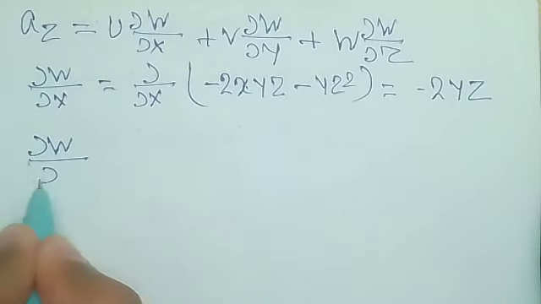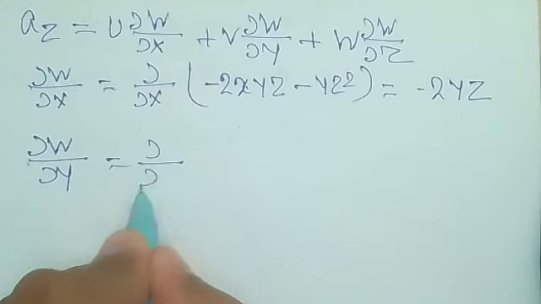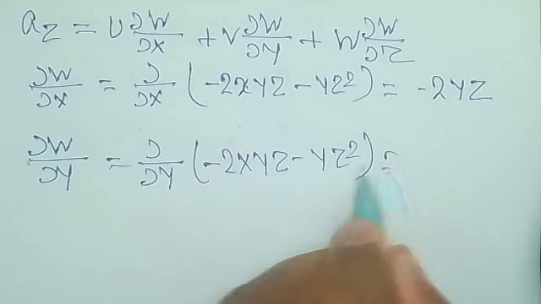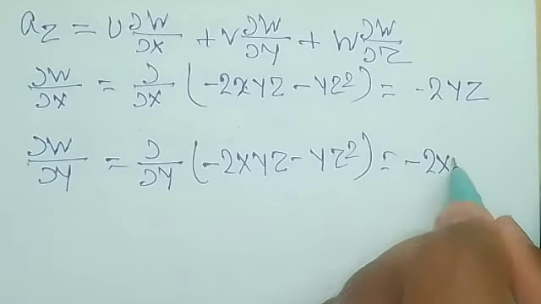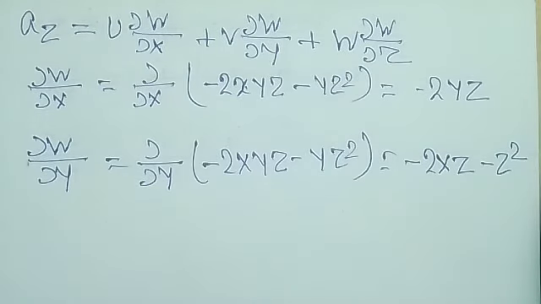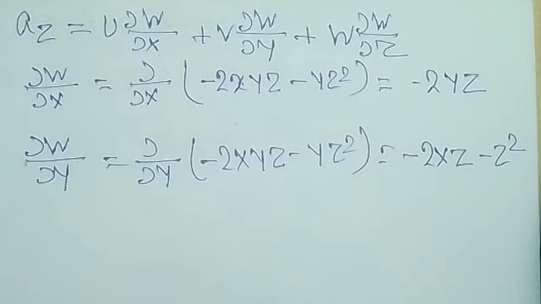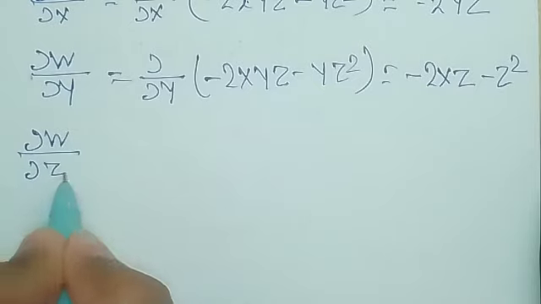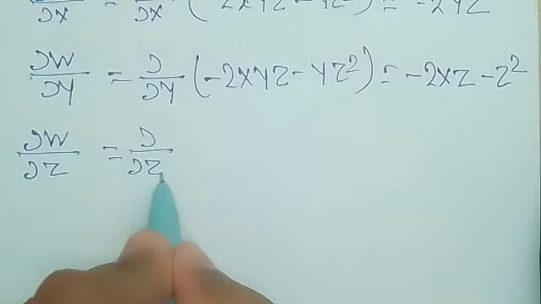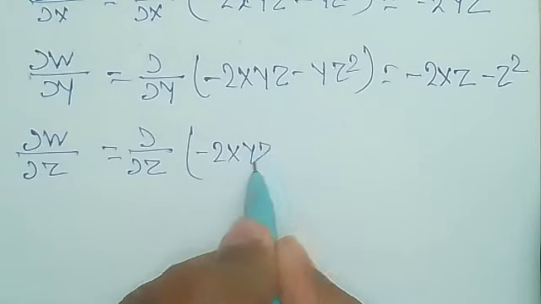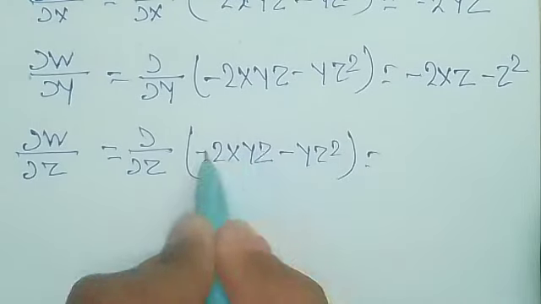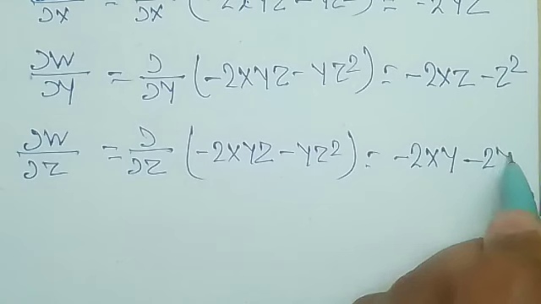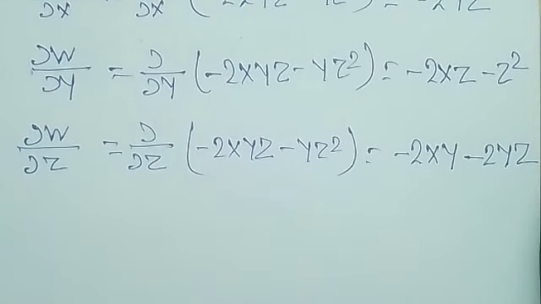Again dou W by dou Y. So this is dou by dou Y into minus 2xyz minus yz squared. Y is same, that is minus 2xz and minus z square. Then meanwhile you can write, and dou W by dou Z is equal to what? That is dou by dou Z into minus 2xyz minus yz square. So Z is this, that is minus 2xy and minus 2yz. Okay, so simply you can substitute.